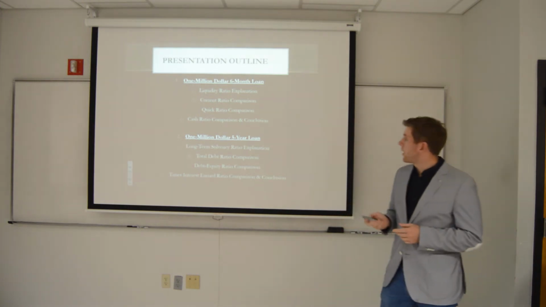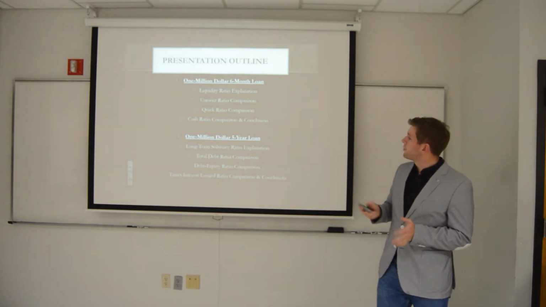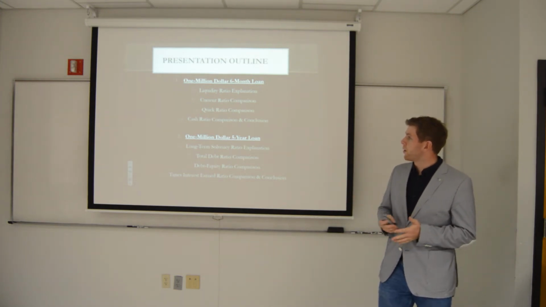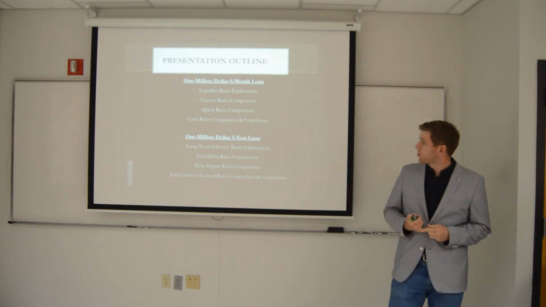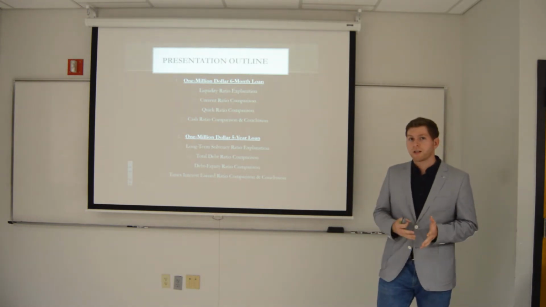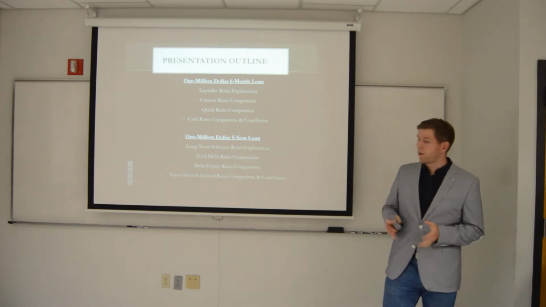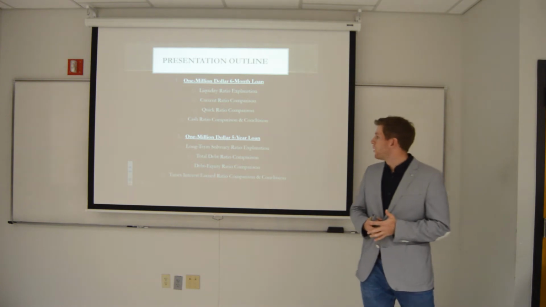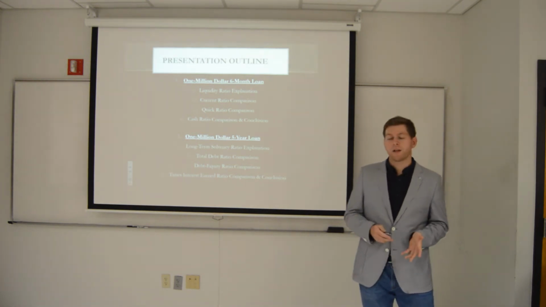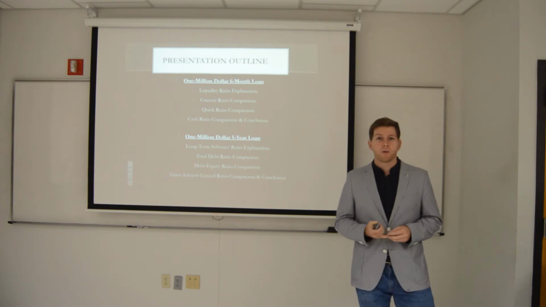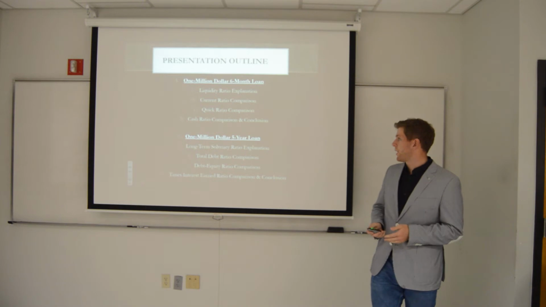So looking at my little outline here, I'm starting with the $1 million 6-month loan, and I'm going to go through the liquidity ratios and explain them a little bit, and I'm going to analyze each of them and compare the companies, coming to a conclusion. For the 5-year loan, for the long-term loan, I'm going to look at the long-term solvency ratios. I'm going to explain them a little and then compare the companies again and figure out which one would be the trustworthy one for talking about a long-term credit.